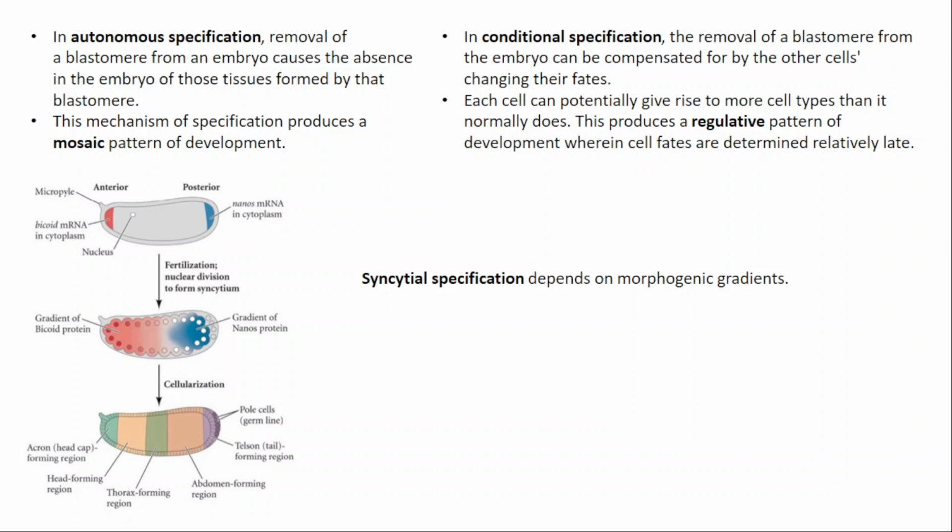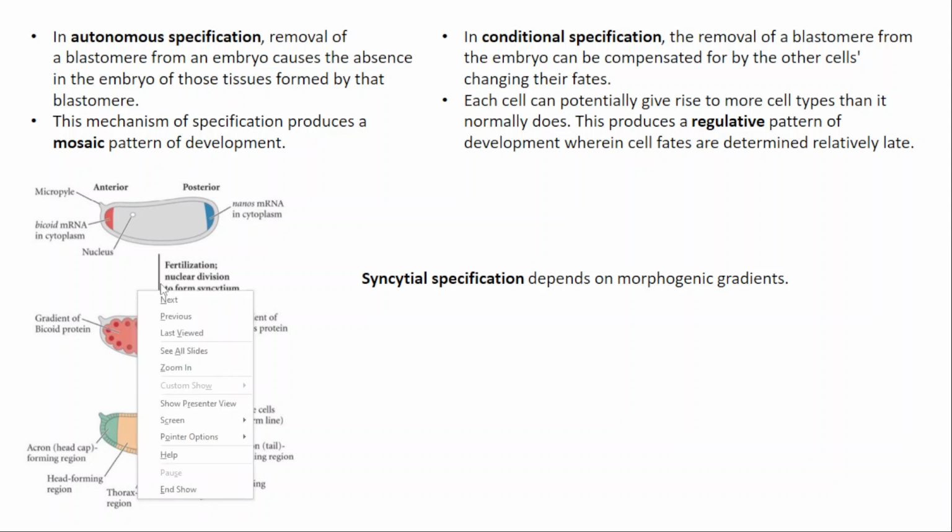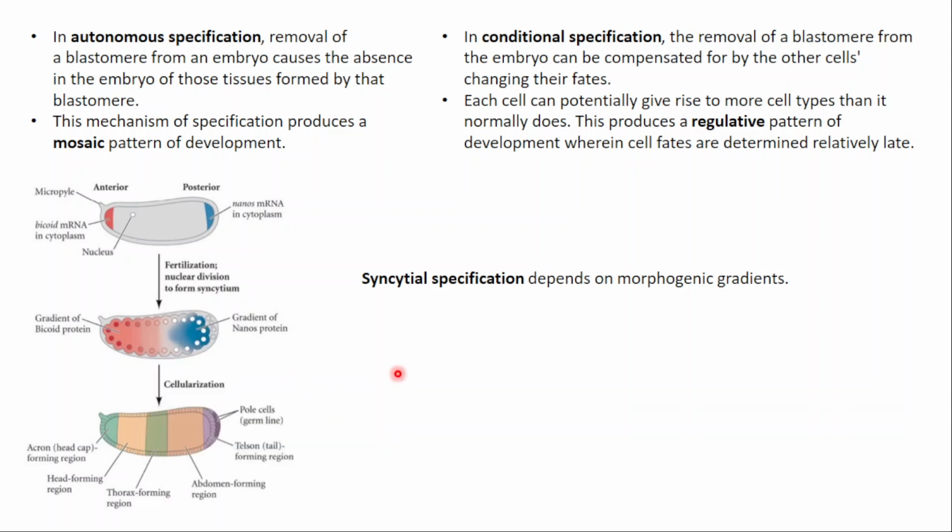And in syncytial specification, syncytium is a condition in which we have multiple nuclei in a single cytoplasm. Syncytial specification depends on morphogenetic gradients, which we see of bicoid, nanos and all other anterior posterior polarity mRNA and proteins in the Drosophila syncytium.